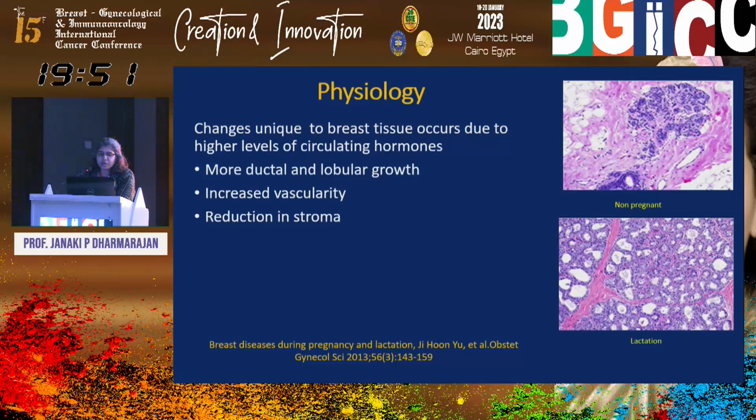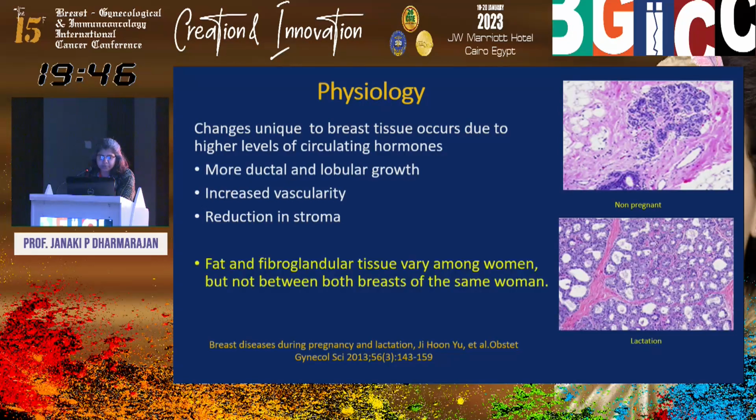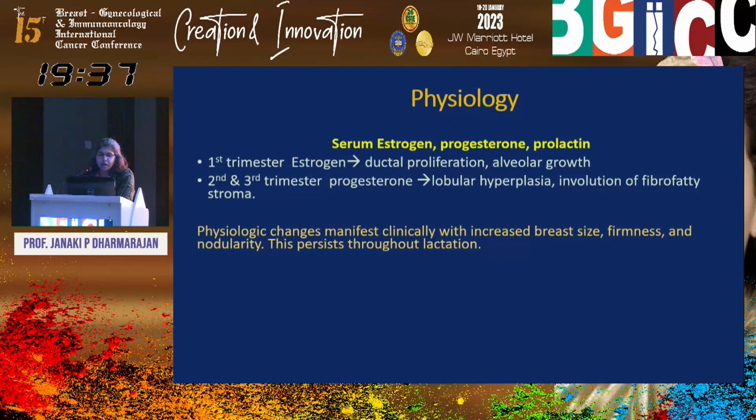There is more ductal proliferation and lobular growth during pregnancy, which leads to increased vascularity and reduction in the stroma. The fat and fibroglandular tissue vary among women, but not between both breasts of the same woman during pregnancy. During the first trimester, it is estrogen which causes ductal proliferation as well as alveolar growth. During the second and third trimester, progesterone comes into play, leading to lobular hyperplasia with involution of fibrofatty stroma. The physiological changes manifest clinically as increased breast size; the breasts become firmer and nodular, and this persists throughout lactation.